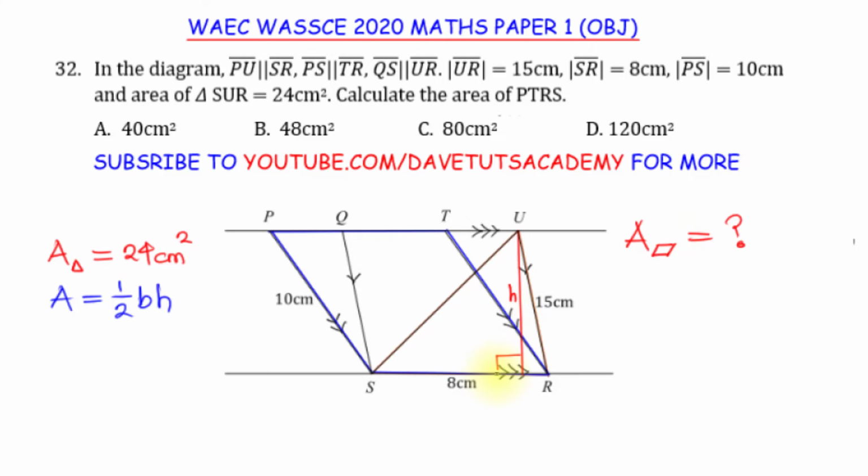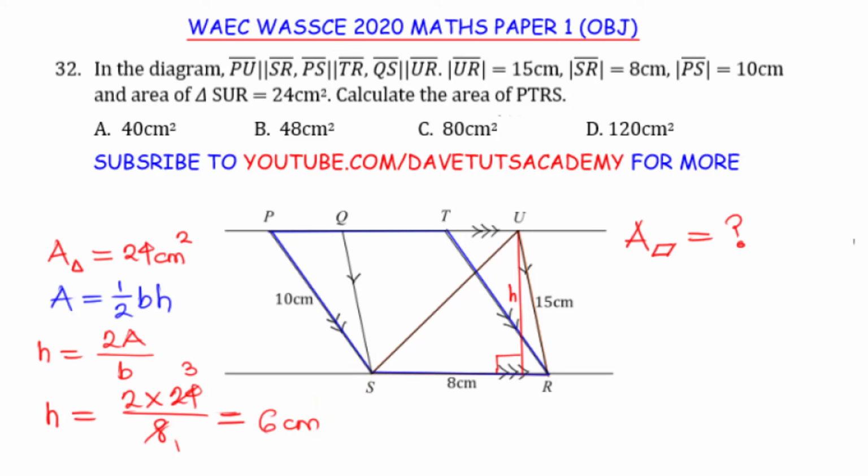So looking at that from here, I can say that my h will be 2 multiplied by the area over the b. Okay, b had been given as 8 centimeters. That's SR, because we are talking about triangle SUR. So this base is 8, such that our height will be 2 times the area, which was given as 24, over 8. So we can cut 8 here 1, 8 here 3. So h is nothing but 6 centimeters.